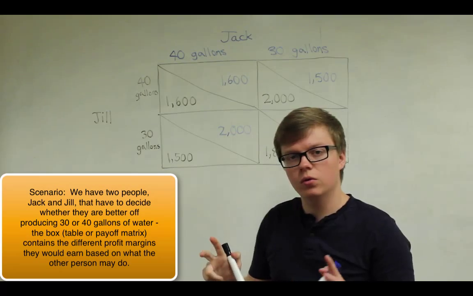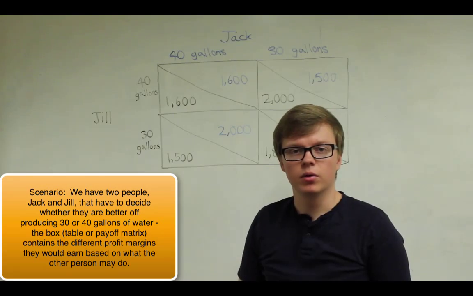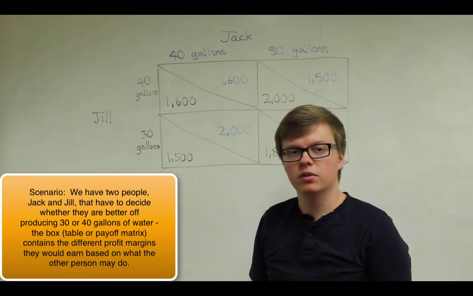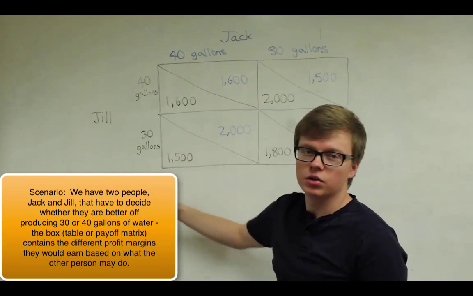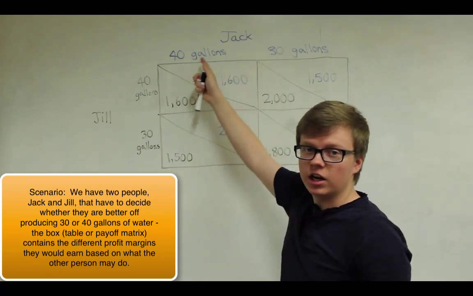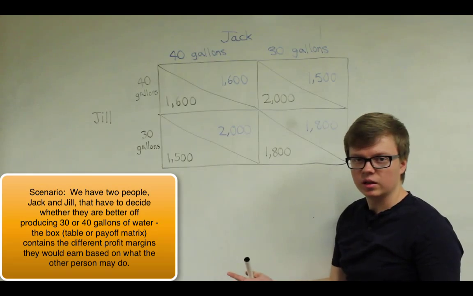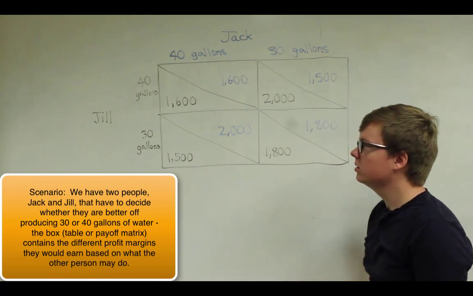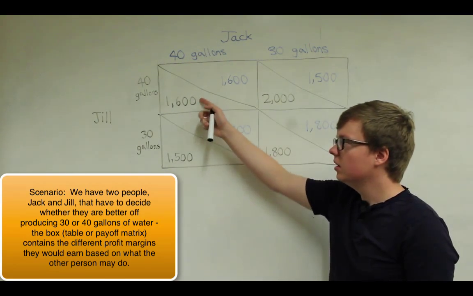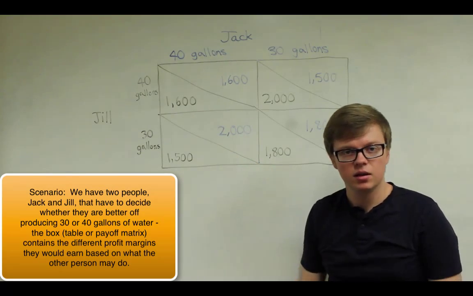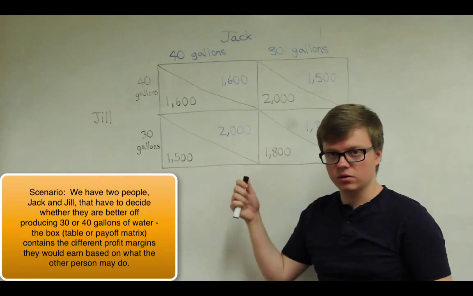We have two players, or firms, in this game. Jack and Jill are both selling water, and they each have the decision to either sell 40 gallons or 30 gallons. So you can see Jill has that decision, and so does Jack. And then the table here is sometimes called the payoff matrix. It tells you how much, in this case, profit each person gets based on their own decision and the decision of the other firm or the other seller in the market.